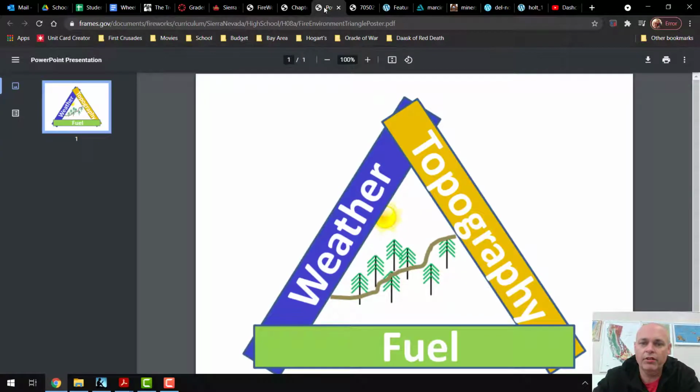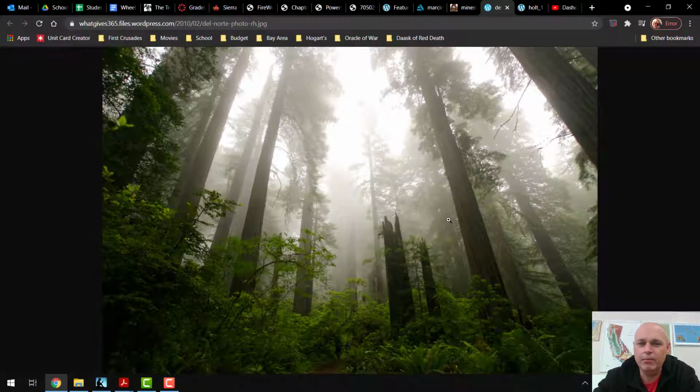And then the final part of the triangle that we're looking at is weather. Now, when we're talking about wildfires, we want to know first how much moisture there is in the atmosphere, how quickly the winds are moving. A couple of examples. This forest here has got thick fog through it. That fog is just moisture. So this is a very humid environment. Even though it might be cold, it's humid because there's a lot of moisture in the air. That reduces the chance of a wildfire.